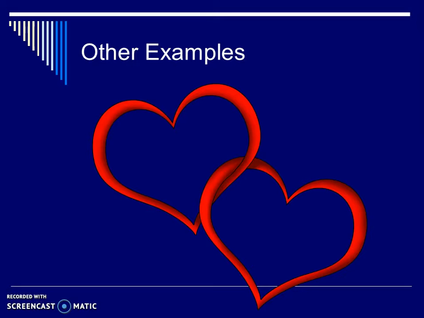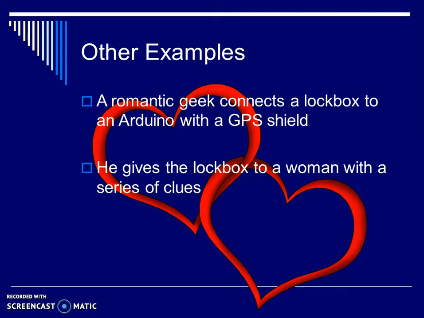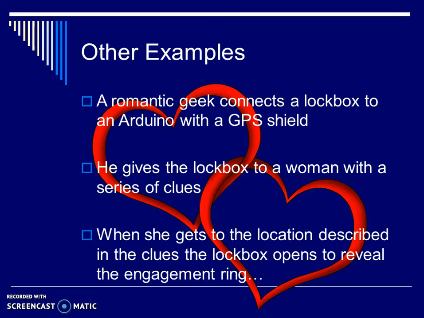Some other examples of fun applications. Well, here's a good one. A romantic geek connects a lockbox to an Arduino with a GPS shield, and he gives a lockbox to a woman, presumably one he knows, with a series of clues. And when she gets to the location described in the clues, the lockbox automatically opens to reveal the engagement ring that he's put inside.